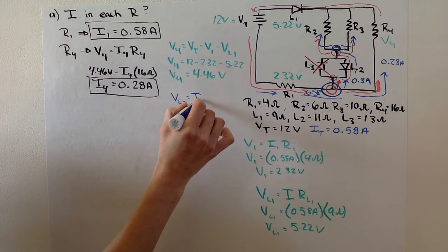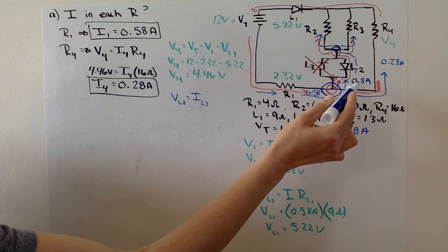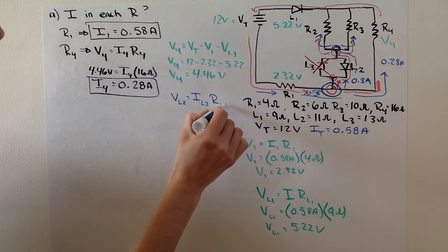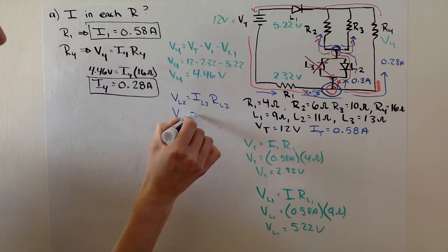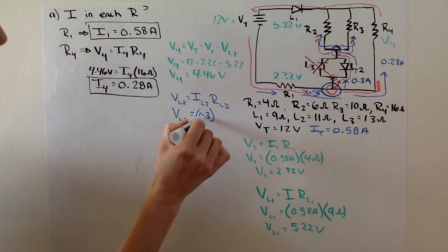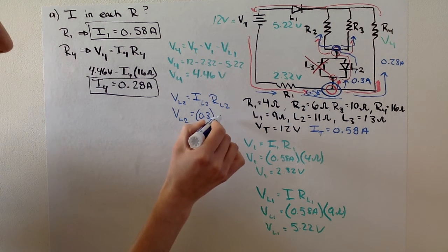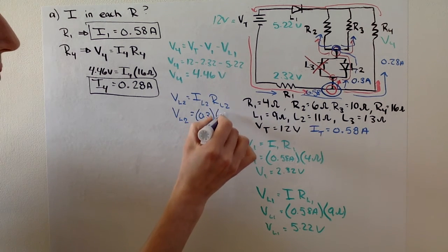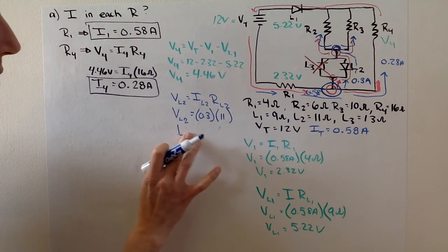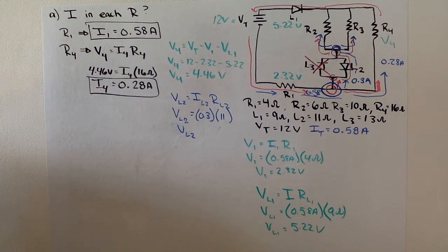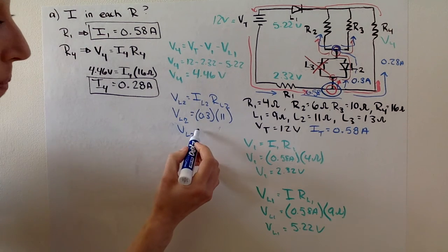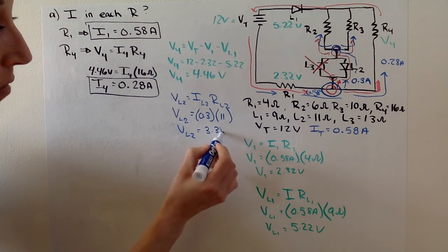That's going to be the current that goes through L2, which we just determined to be 0.3, times the resistance of L2. So V of L2 will be 0.3, and I'm going to drop my units just because I'm running out of space, times the resistance of L2, which was 11. So the potential drop over L2, which will help you determine how much current is going through R2 and R3, is equal to 3.3 volts.